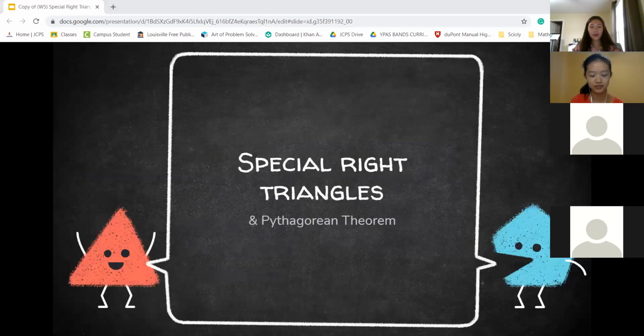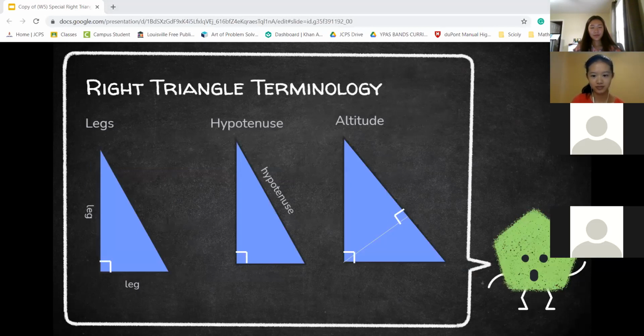So now we're going to talk about special right triangles. Before we actually go into it, let's go over what these terms are. Hopefully this should be reviewed too. On a right triangle, the longest side, opposite the right angle, is called the hypotenuse. And the other two sides adjacent to the right angle are called legs. The altitude is just a line drawn from a vertex that intersects the hypotenuse at a right angle.